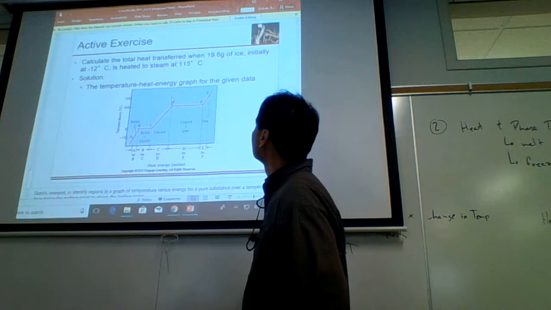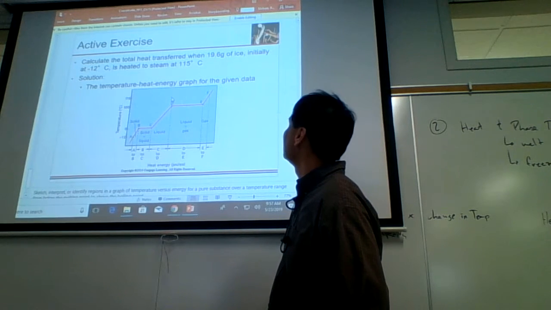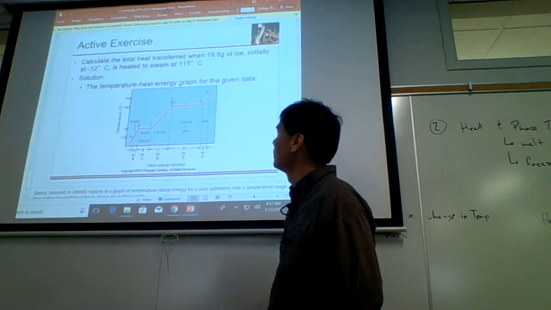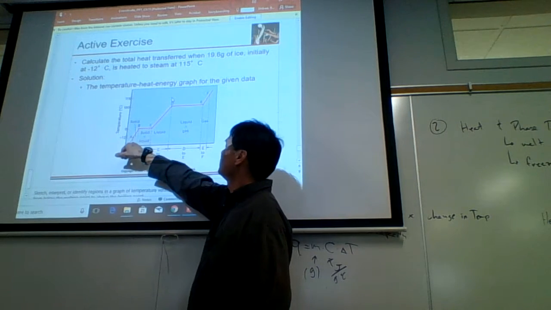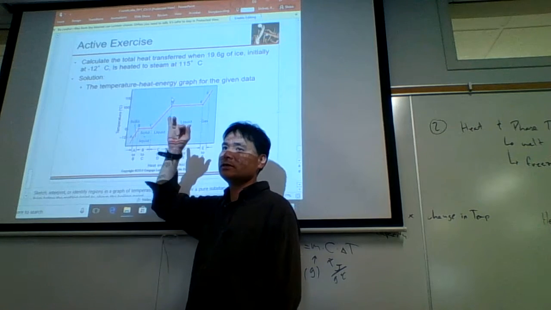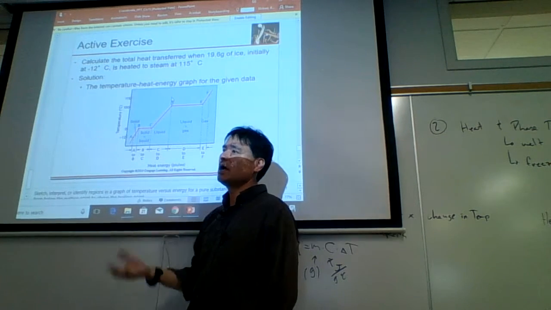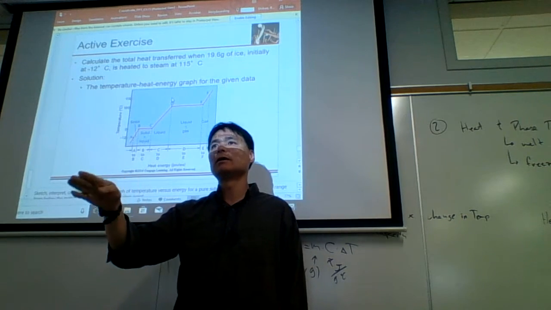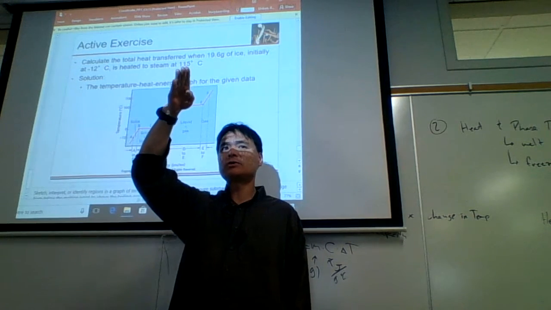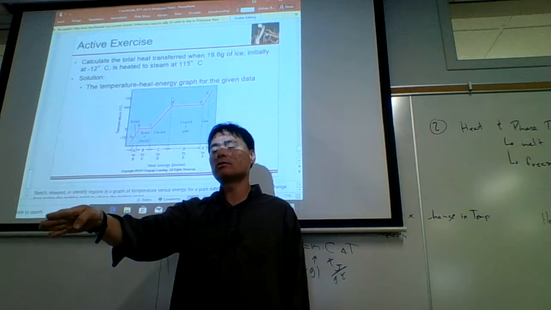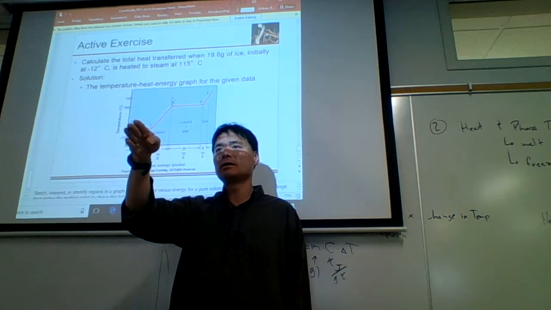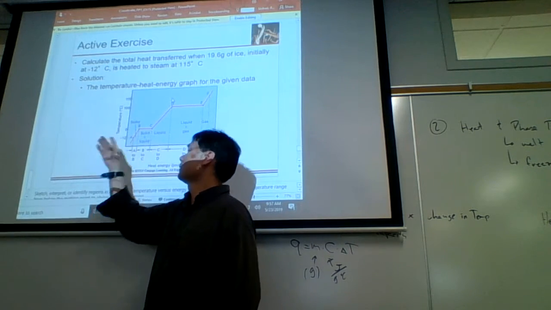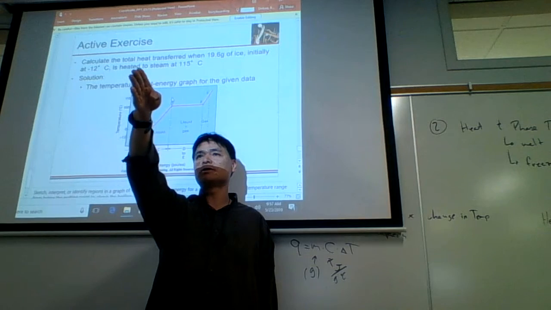Calculate the total heat transfer when 19.6 grams of ice, initially at minus 12 degrees C, is heated to steam at 115 degrees C. And so can ice be ice at 115 degrees C? No. What's going to happen? If we have ice at minus 12 degrees C, when we warm it up, can we warm it up to any temperature we want? No, because once we start warming it up, it's going to stop at 0 degrees C. And so this is A. Ice warms up until we hit 0 degrees C.